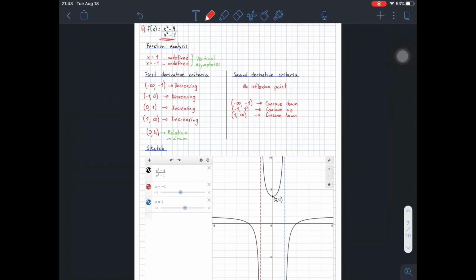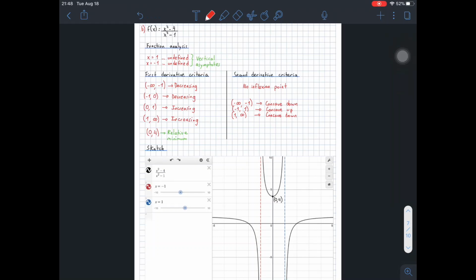Remember, the rule to find a vertical asymptote is to set the denominator to 0. If we set the denominator to 0, we get two values of x which make the denominator 0, which are +1 and -1. Those two values make the function undefined. So this corresponds to a vertical asymptote.